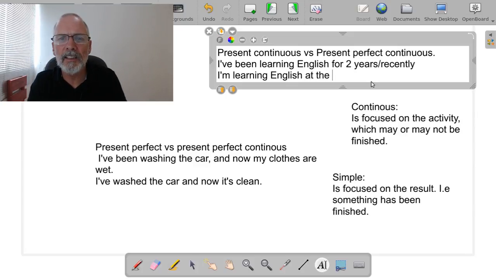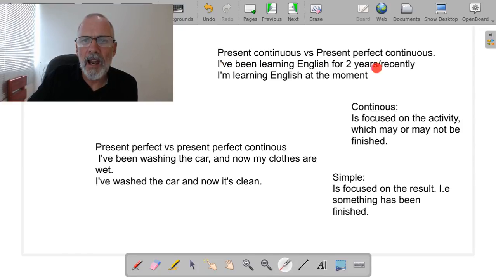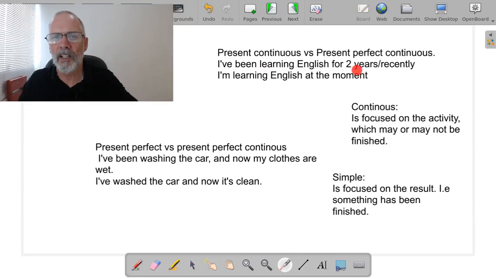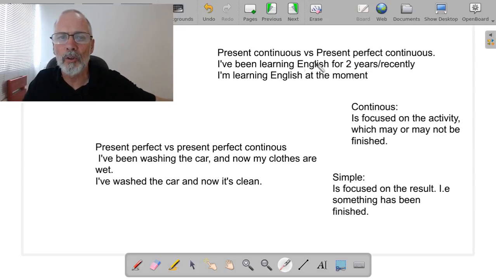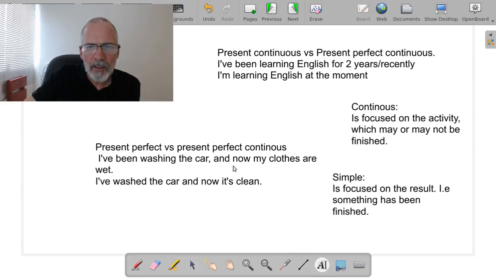The real difference is that the first one, using the present perfect continuous, emphasizes that it started in the past. Here, recently, or I've been learning English for 2 years, it emphasizes that it started 2 years ago. But these two in this situation are very similar. This one really means that it definitely will continue, and this one doesn't tell you if it's going to continue. So let's continue now.